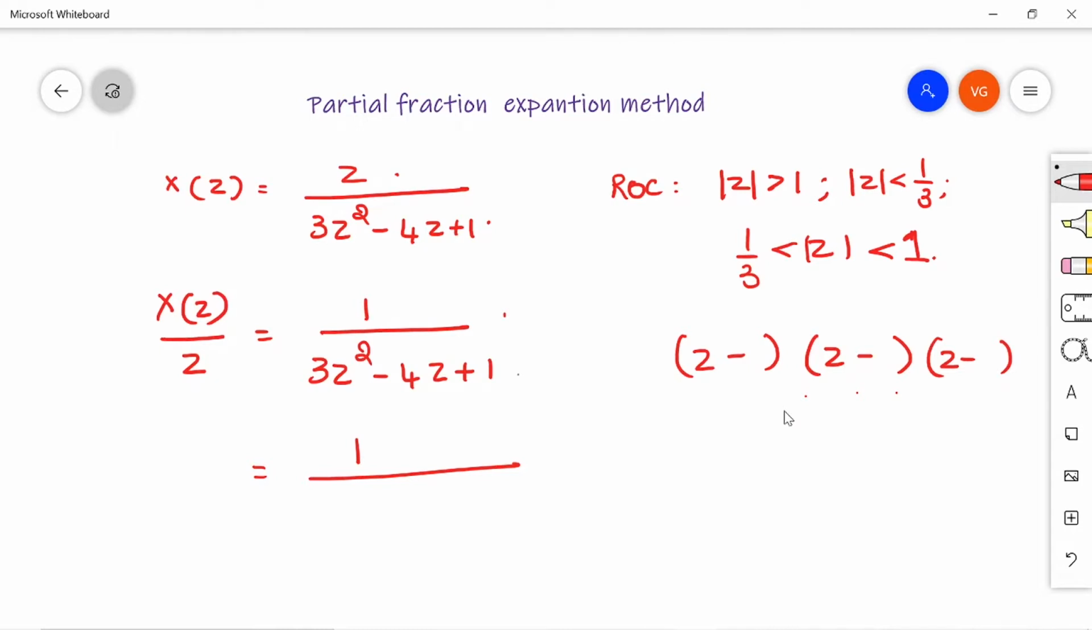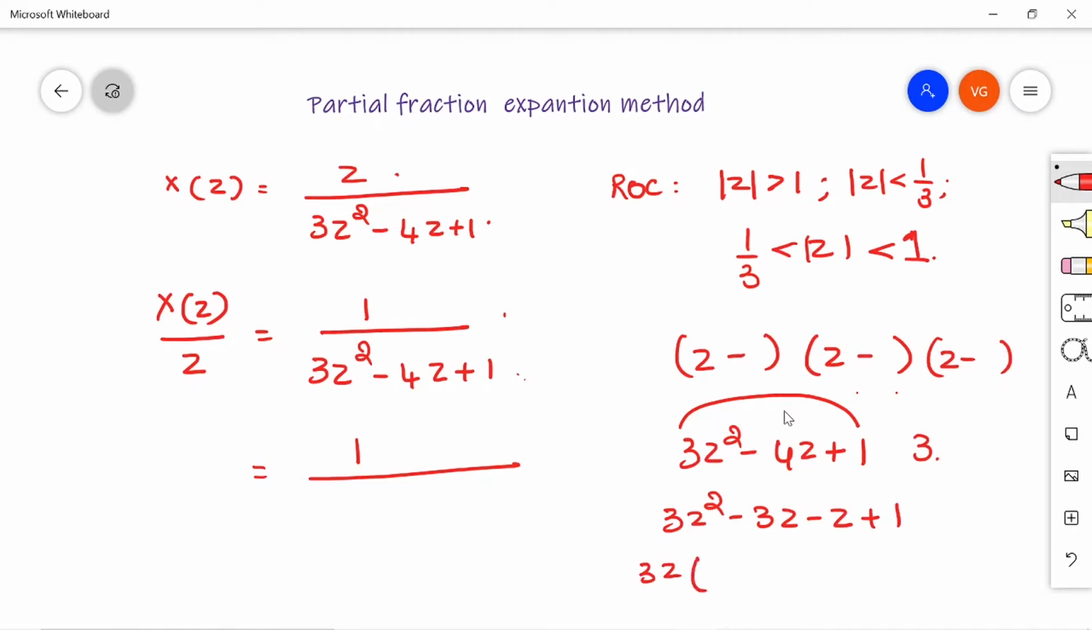I'll try to write the factors for the denominator in the same format. So take 3z square minus 4z plus 1. So I am writing 3z square minus 3z minus z plus 1. Now you take 3z common, it will be z minus 1. Again here also z minus 1, so that I can take minus 1. So the factors that I am getting are 3z minus 1 into z minus 1.